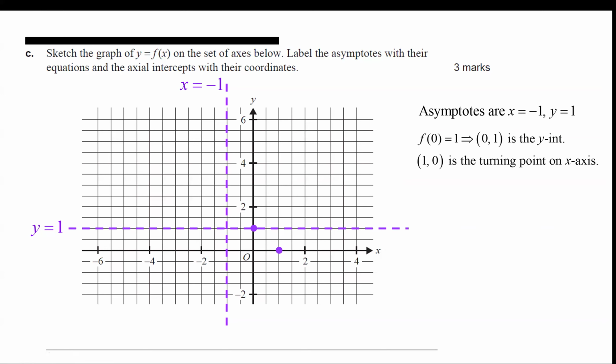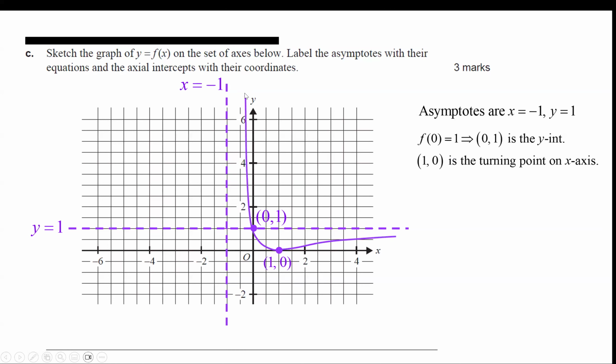Next thing is (0, 1) is the y-intercept. (1, 0) is the turning point on the x-axis we obtained in part B. So we need to label them with correct coordinates. And just be mindful of the scale here. Look at the little grid. This is 0.5, half a unit per little grid. So your 1 unit is over there, okay? So you have to make sure you plot y equals 1 and (0, 1) at the correct places.